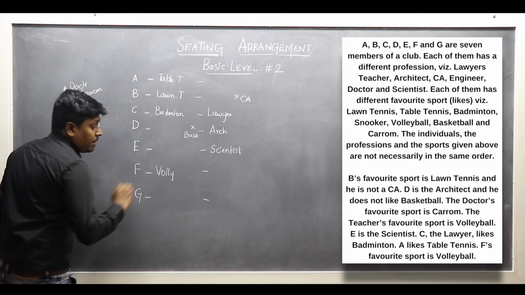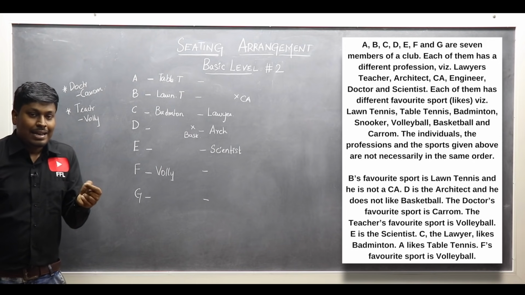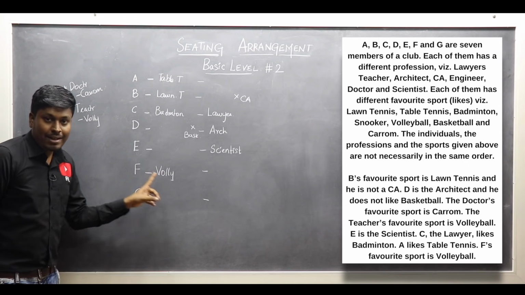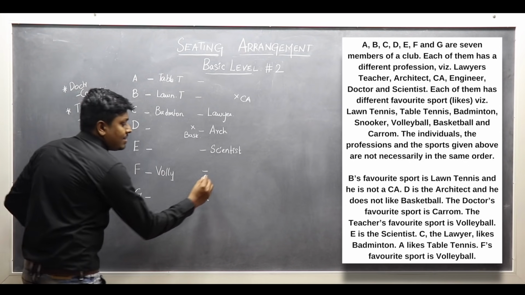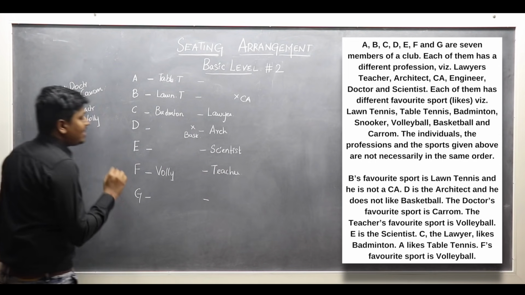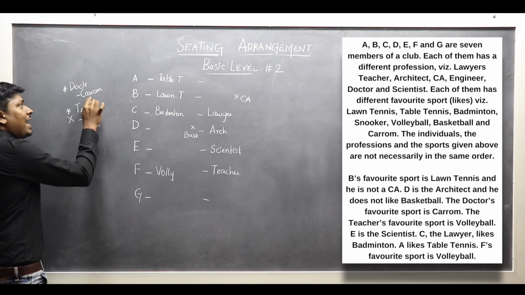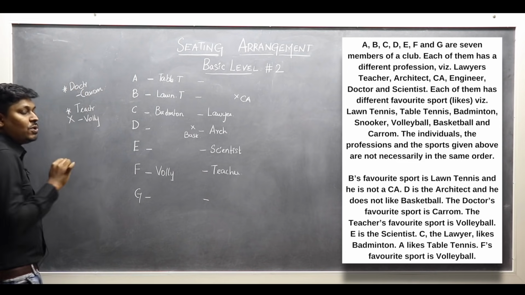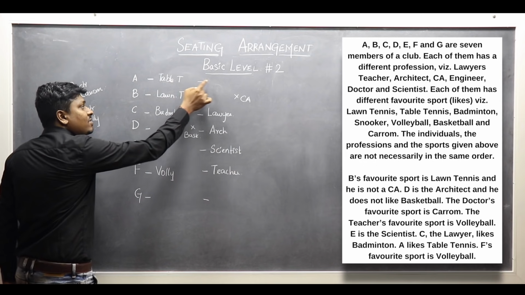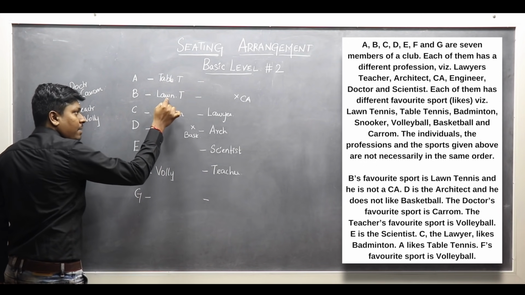Remember that by using the 2 clues, we already know that the person who is a teacher likes volleyball. Now according to the last point, F likes volleyball, so we can surely say F will be the teacher. So this clue is now eliminated. Remaining, we have only one clue: the person who is a doctor likes carom. I can't fix doctor here, because then this should be carom. Not possible.